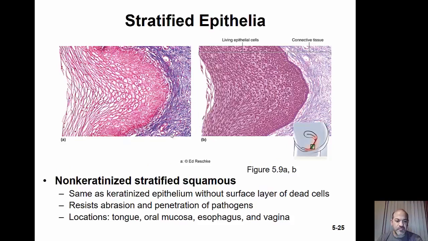And then there's a non-keratinized stratified squamous epithelium, and here it's going to be the same as keratinized, but without the surface layer of dead cells. These are going to be resistant to abrasion as well and to penetration of pathogens or disease agents. The location would be the tongue, the oral mucosa, the esophagus, and the vagina.